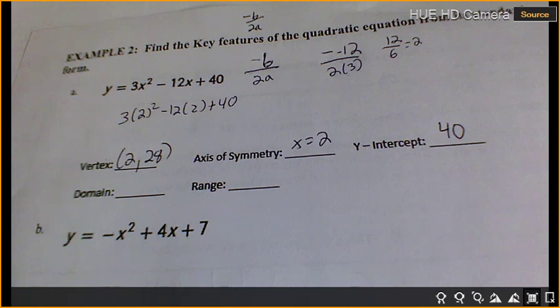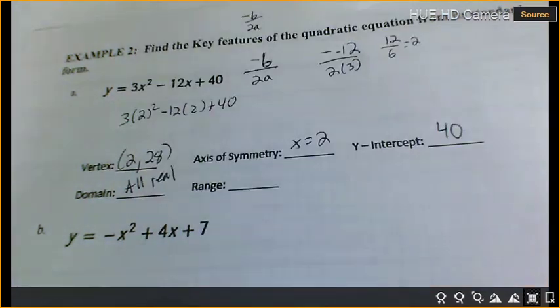Okay. What is the domain for this? Who knows what domain means? Anybody remember from Algebra 1? The domain is all the what values? X values. This can be any, so it's all real. Any of the x values.